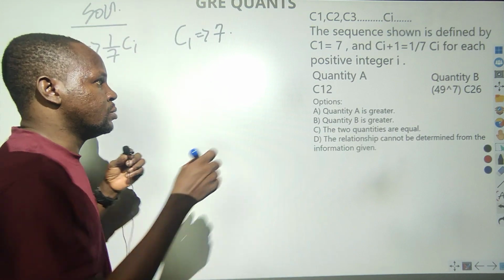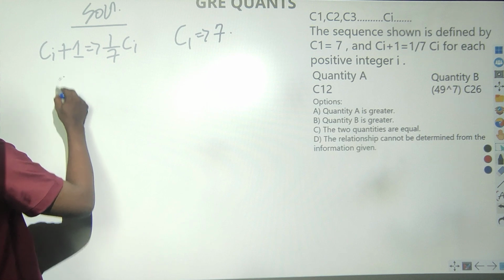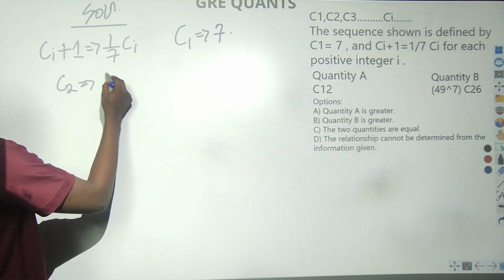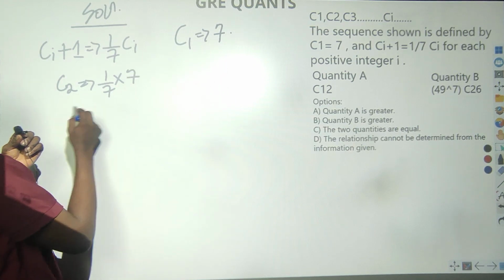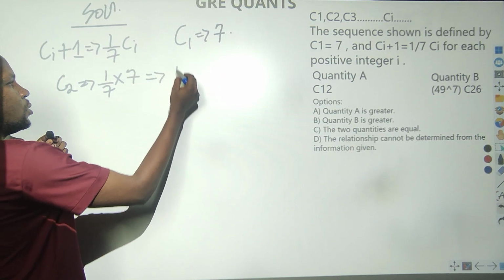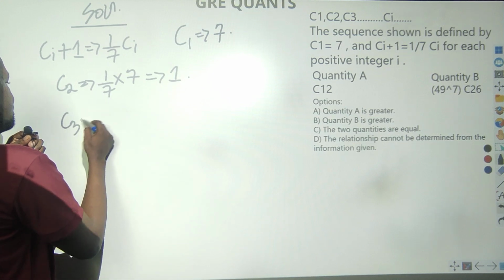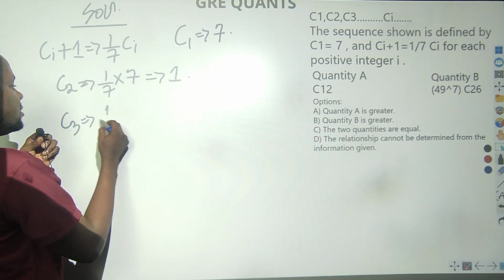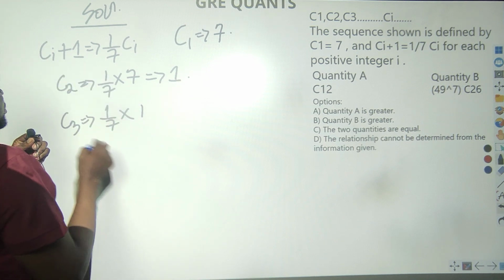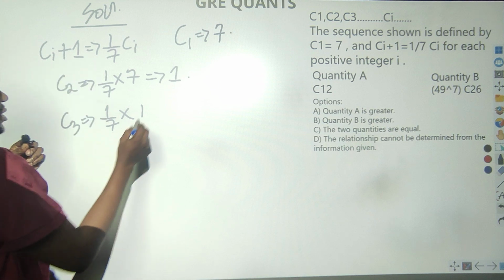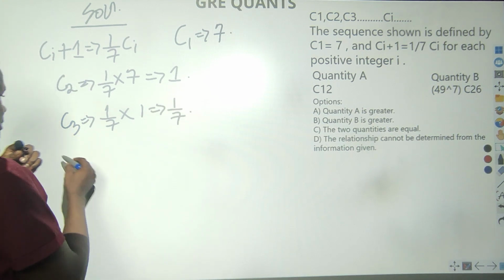Now let's get C2, because if I'm going to the next term, look at this now, C2 will be equals to 1 over 7 times C1. What is C1? 7. So what is 1 over 7 times 7? That is 1. So if I move on to the next one, that means C3 will be equals to what? 1 over 7 times the term in which I am. That is what this is telling you. Because 2 plus 1 is 3. So that is a 1 over 7. Let's still move on.